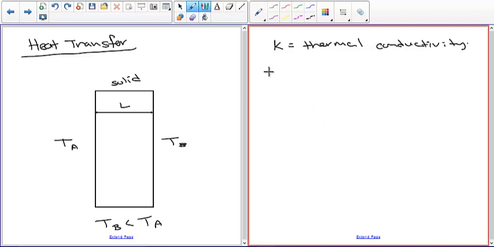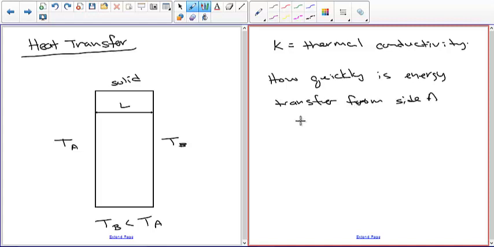So the question we're trying to answer is how quickly is energy transferred from side A to side B?